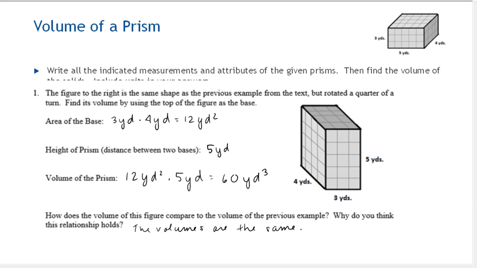So we can also say mathematically and more simply, when we found the volume, the area of the base was 12 yards squared times 5 yards, which gave us 60 yards cubed. When we used this version, we did 5 yards times 4 yards, which was 20 yards squared, times the 3 yards, which gave us 60 yards cubed. Notice they have the same three factors, 3, 4, and 5 in each case, so we're going to get an identical answer. Let's look at the next one.